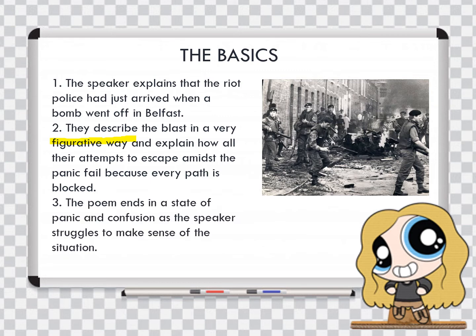And then the poem ends in a state of panic and confusion. The speaker is really struggling to make sense of this situation. And you might think back to when we were talking in the context about what it would feel like to grow up and live in a place where conflict is the norm. It would create an incredible amount of confusion and panic in a person.